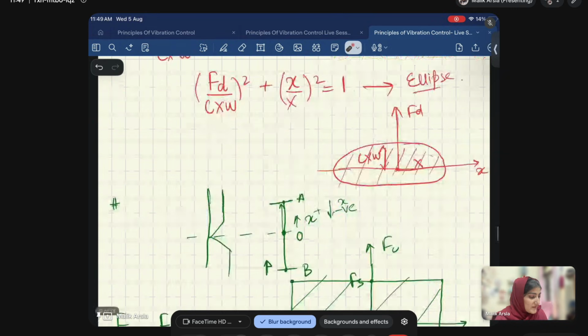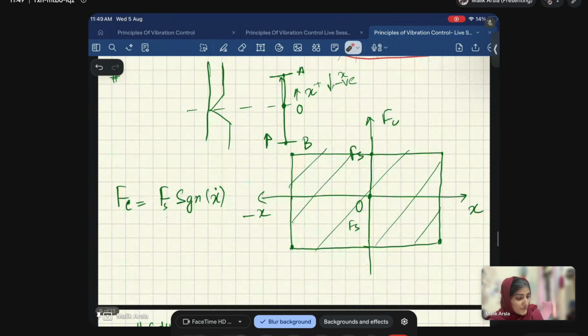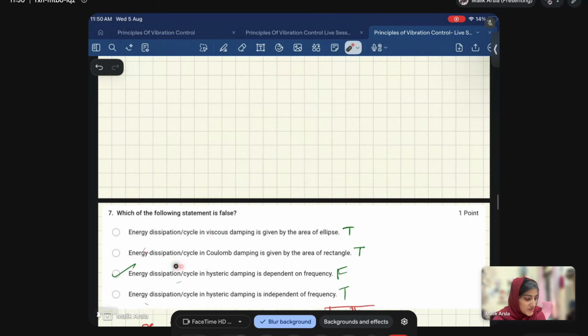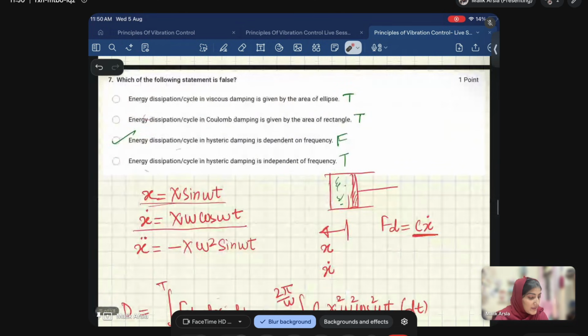You can see that we know the area under the F-x graph gives us the work done, which is integration of F dx. So this is a rectangle. So the energy dissipation per cycle in Coulomb damping is given by the area of the rectangle. Now energy dissipation per cycle in hysteretic damping is dependent on frequency.